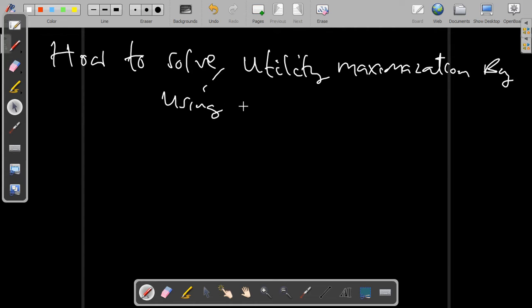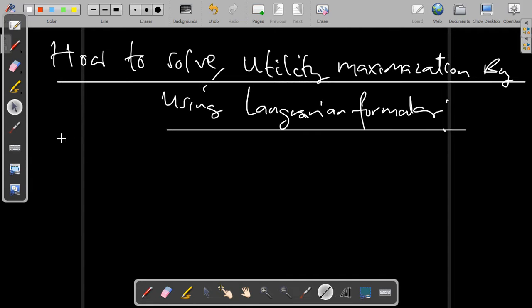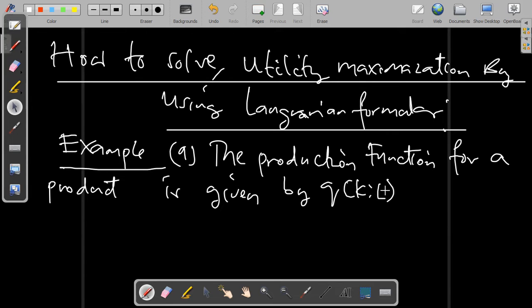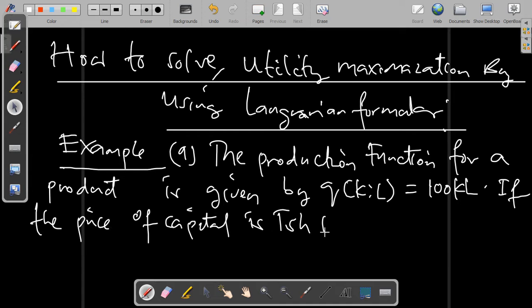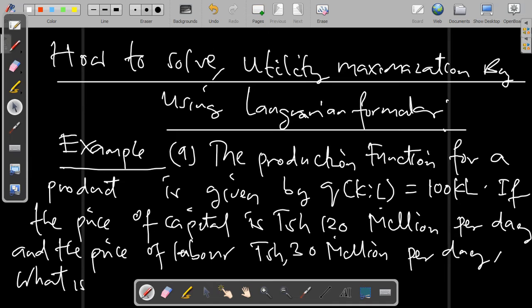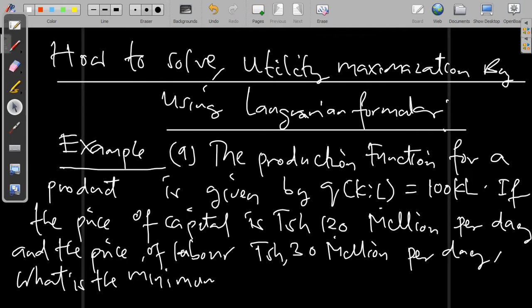So this is DC Economics, and we are going to look at how we can solve the cost minimization by using the Lagrangian formula. Now, for example, the production function of a product is given by Q(K, L) = 100KL. If the price of capital is 120 Tanzania shillings millions per day and the price of labor is 30 Tanzania shillings millions per day, what is the minimum cost of producing 1,000 units of output?